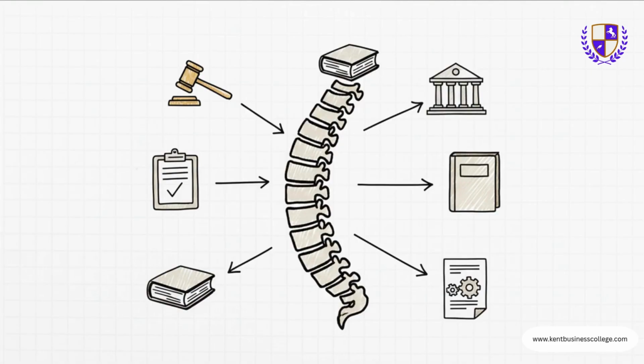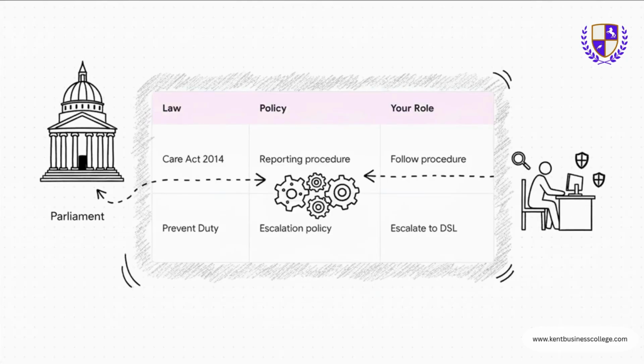Your organization's rules didn't just appear from nowhere, right? They're direct responses to legal duties, like the ones in the CARE Act that focus on preventing neglect, or the PREVENT duty, which is all about stopping people from being drawn into extremism. This is where it all begins. And here you can see exactly how that connection works.